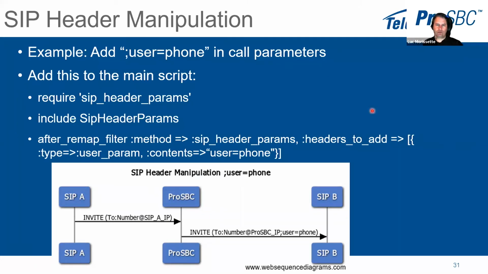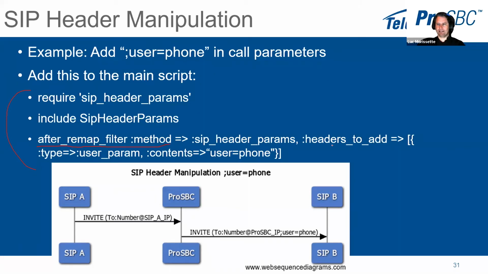Here, there are two examples of SIP header manipulation. One is adding user=phone in some call parameters. And this is already integrated, so you can just do these three lines in your script: require SIP header params, include SIP header params, and then you set your after, and this is an after remap filter method.